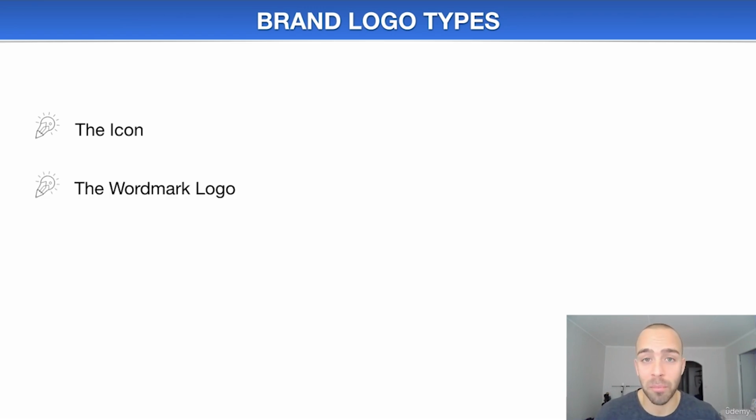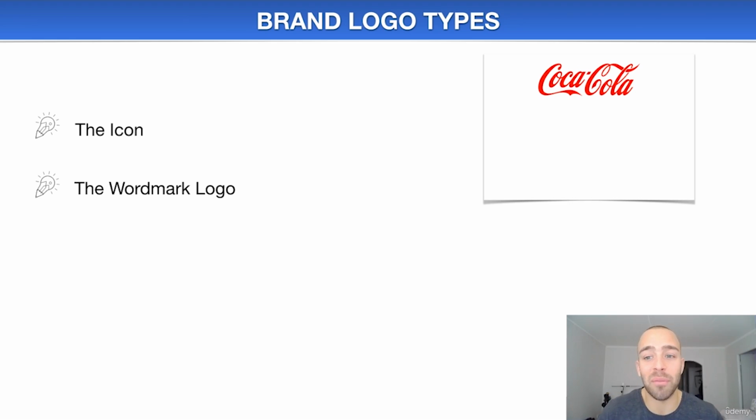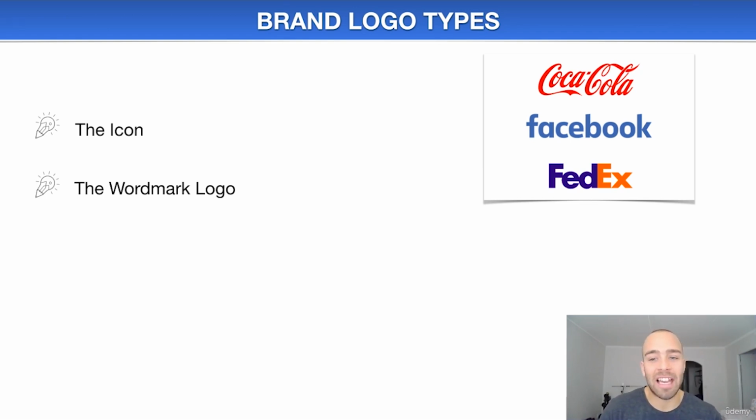And then we have the word mark. The word mark logo could be something like Coca-Cola, Facebook, or FedEx. As you can see on the screen, Coca-Cola is going for a more customized font style, and Facebook the same, FedEx the same. They have paid maybe millions of dollars, I don't know, thousands of dollars at least, for their brand logo, for their font type. So the word mark is basically your company's name with some type of custom font.